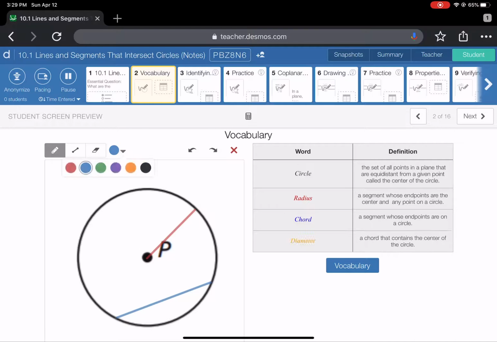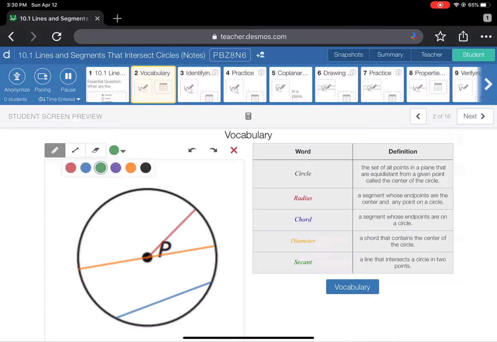Next we have the diameter. The diameter is a chord, so it has endpoints on the edge of the circle, but it must contain the center of the circle. In order for it to be the diameter, it does have to start at the edge of the circle, but it must go through the center point. So that is the diameter, from one side of the circle to the other, and it has to pass through the center. The diameter is twice as long as our radius.